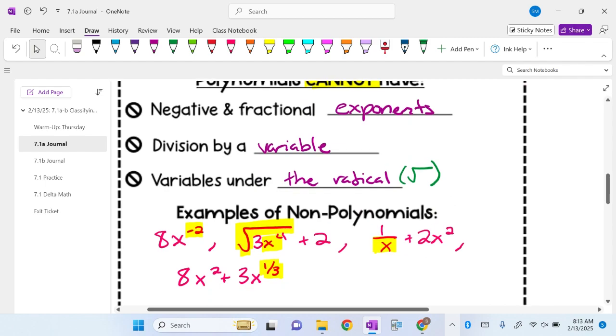Whereas for this radical, both are underneath that radical bar. All right, so that's the difference. So be careful about that, especially when you're looking at the radicals.